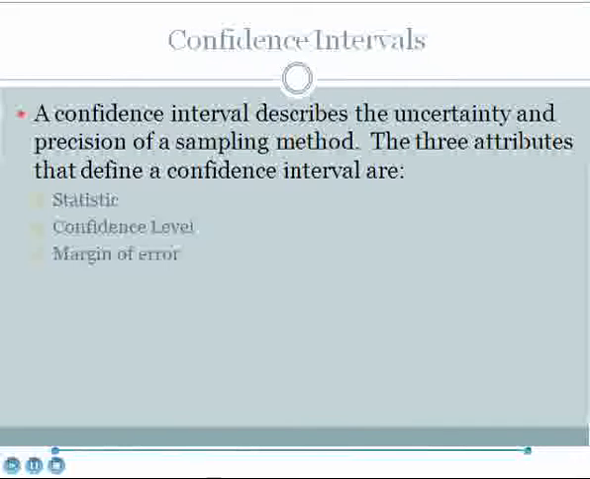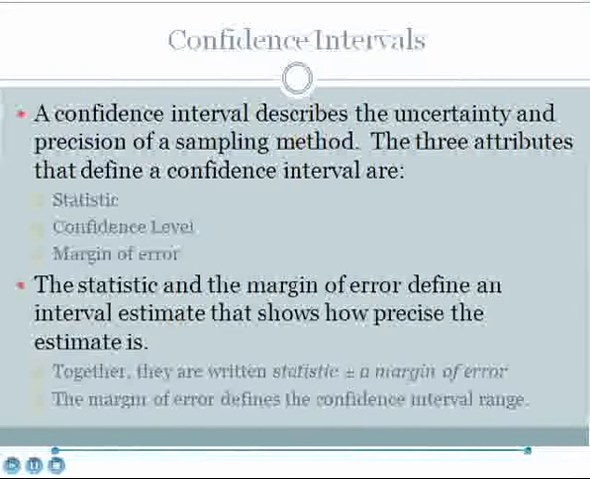You'll recall that a confidence interval describes the uncertainty and precision of the sampling method. The three attributes that define a confidence interval are a statistic, confidence level, and margin of error. The statistic and the margin of error define an interval estimate that shows how precise the estimate is. Together they're written statistic plus or minus margin of error. The margin of error defines the confidence interval range.